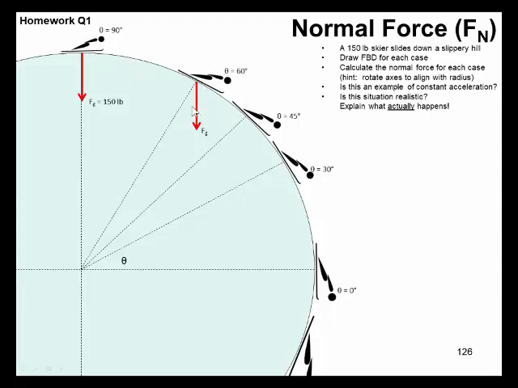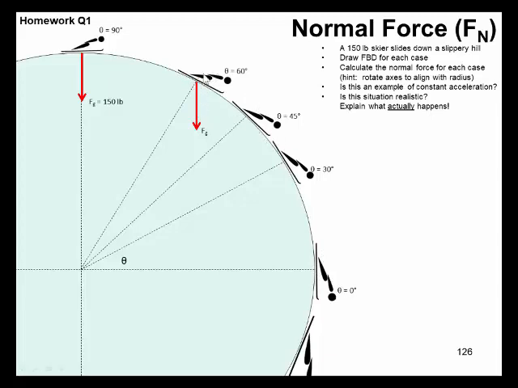And what you'll do is do a little rotated axis in each case and break things down. So, for example, in this first case, I have force due to gravity acting downward, and I have the normal force acting upward at 150 pounds. That's our simplest situation. And as we slide down this crazy hill, I want you to figure out what the normal force is in each case.